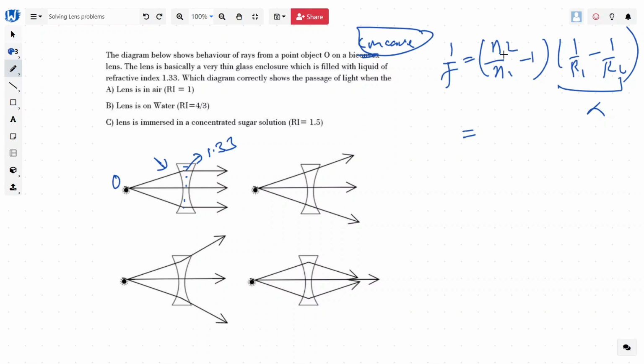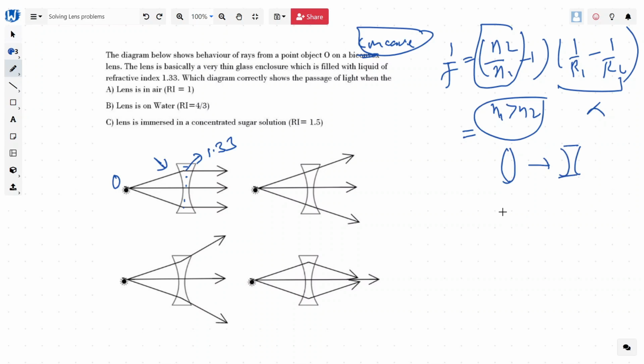We are not worried about that. All that matters is n2 to n1. And we know that if n1 is greater than n2, a converging lens will become a diverging one, and a diverging lens will become a converging one. And if n1 is equal to n2, there is not going to be any change, so the ray of light will pass straight. So with that, let's start.